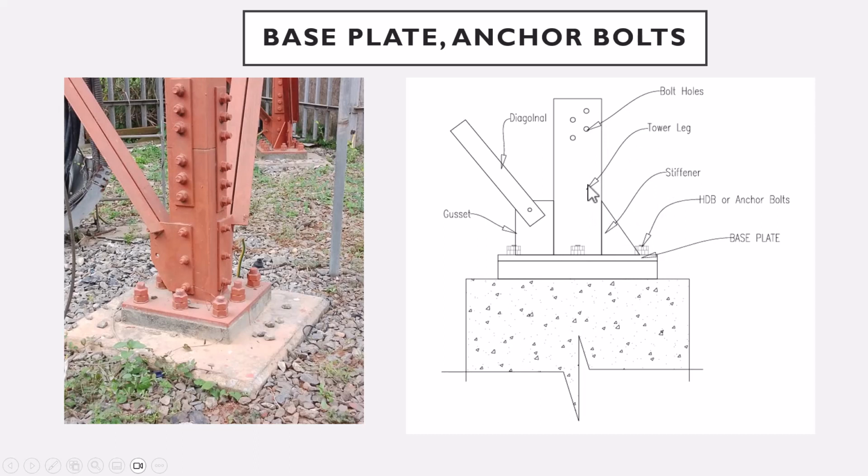This is our tower leg, or our main leg. This is our bolt holes. There have to be holes in this member for us to be able to connect each of the tower sections together. So these are our bolt holes, while this is our diagonal, and this is our gusset, as explained in our previous classes. So these are the key terminologies that you get to come across.